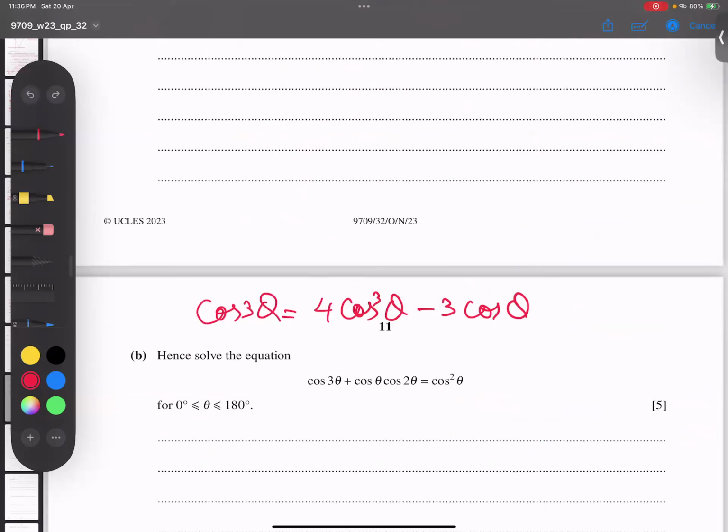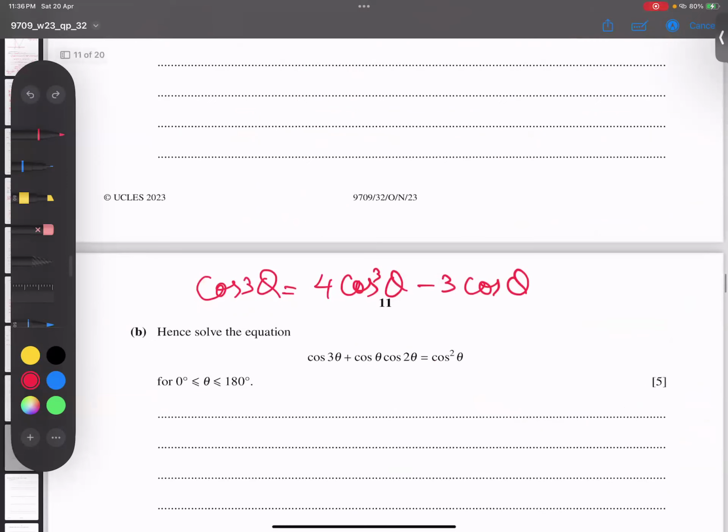So I think the idea is clear. Students, what is the technique now? Have a look here and check it. Is this matching? Yes, matching. So all this value, keep it here. So 4 cos cube theta minus 3 cos theta. This is okay, done.